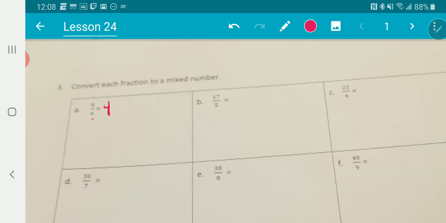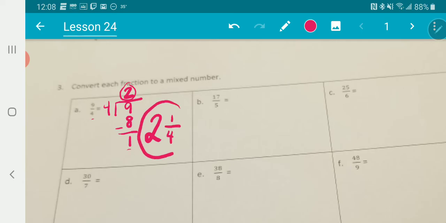So once again, we're going to take 4 out, 9's going in the house, and we're going to divide. 4 goes into 9 2 times. 2 times 4 is 8. You subtract, you get 1. There's nothing to bring down, so we are all done. This 2 becomes the whole number. 1 becomes your numerator, and 4 stays as your denominator. Okay? Remember, if you feel confident, pause the video, go ahead and try to do 3B on your own. After you're done trying it on your own, press play and check your work with mine.